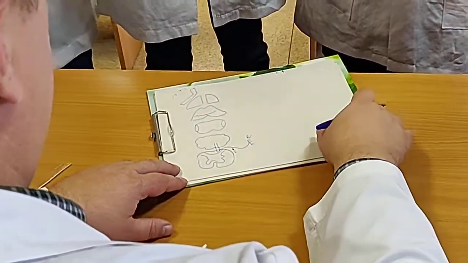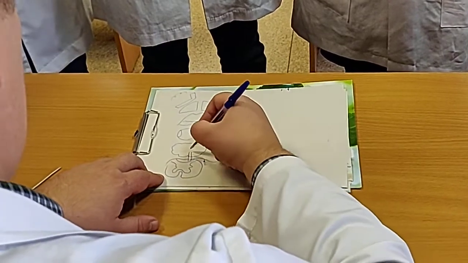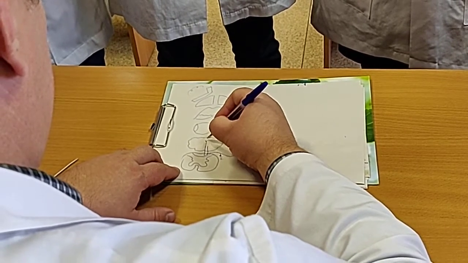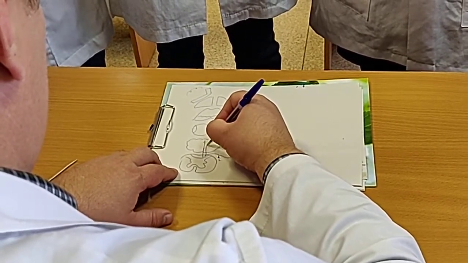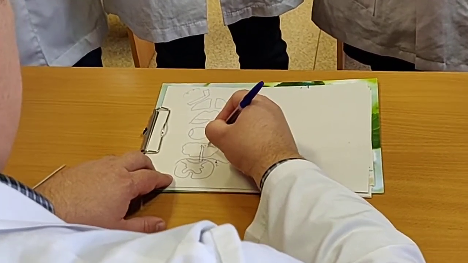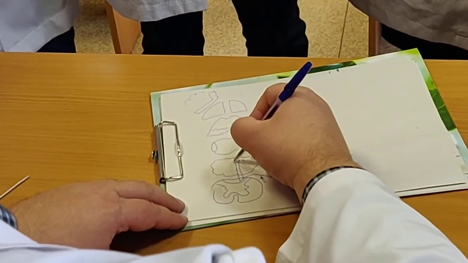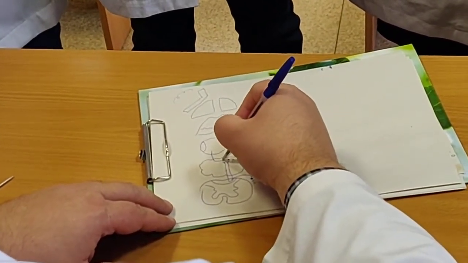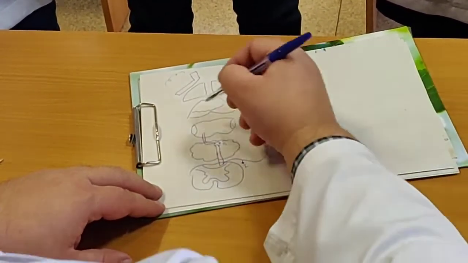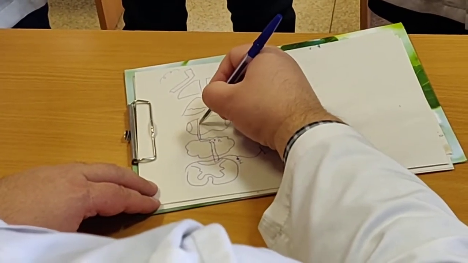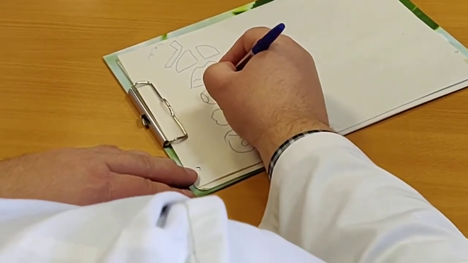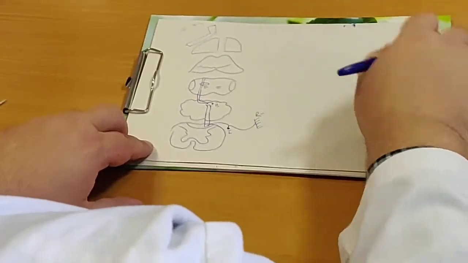fasciculus gracilis and fasciculus cuneatus. And these fascicles go to medulla, and in medulla we have second neuron, that is nucleus gracilis and nucleus cuneatus. From second neuron starts tractus bulbothalamicus. It goes to opposite side, makes decussatio lemniscorum, and continues into pons, that is trapezoid body, and above trapezoid body, that is lemniscus medialis.